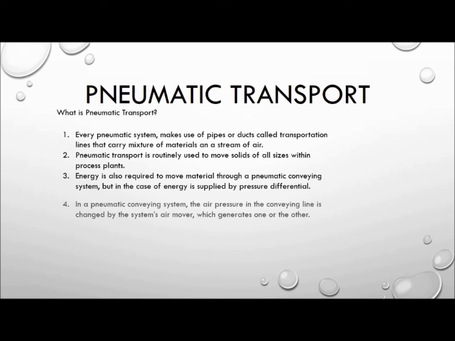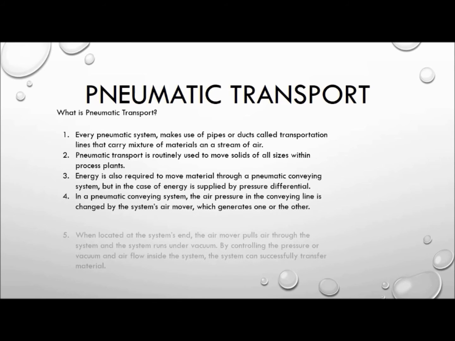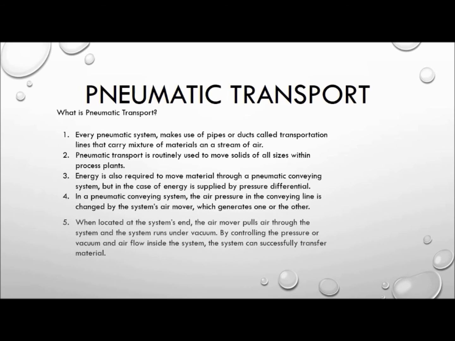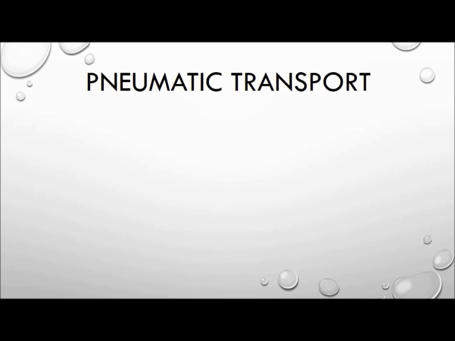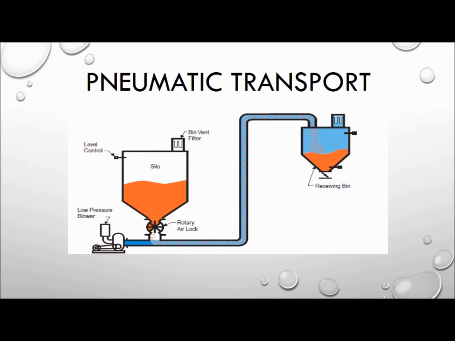Fourth, in a pneumatic conveying system, the air pressure in the conveying line is changed by the system's air mover, which generates one or the other. Finally, the air mover pulls air through the system and the system runs under vacuum. By controlling the pressure and airflow inside, the system can successfully transfer material. This is the schematic view of the flow of the coarse flour, starting from the silo, flowing into the pipeline, and ending in the fluidized bed dryer or receiving bin.